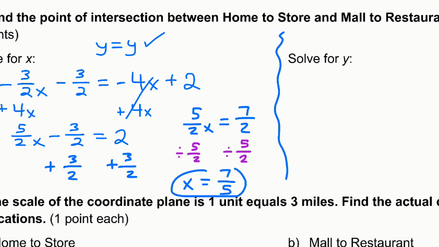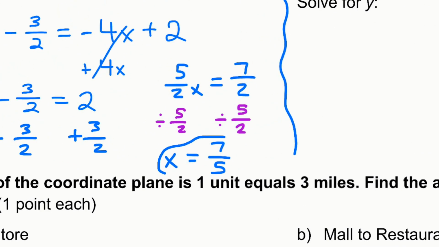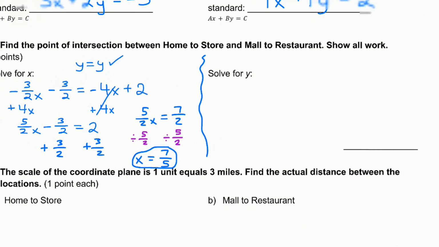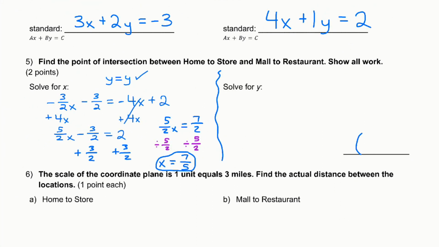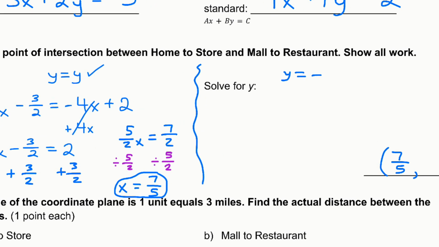So this is going to be your x value. In our ordered pair, 7/5 will be our x value. And then you're just going to substitute that 7/5 into either one of those equations in slope-intercept form. So what I did was I used y equals negative 4x plus 2. Substitute the x that we just found.